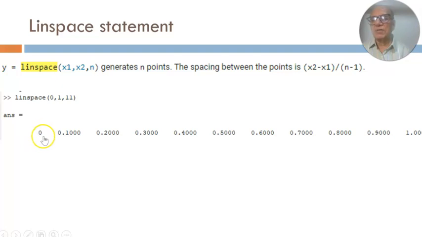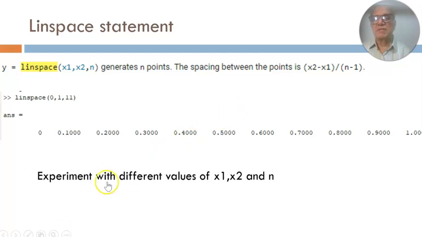So you start from 0, end on 1. But how many points have you got? You got 11 points. And what is the spacing? That is uniform, and that is equal to 0.1. So start from 0, 0.1, 0.2, 0.3, 0.4, and so on, all the way up to 1. You can test this linspace statement by experimenting with different values of x1, x2, and n.